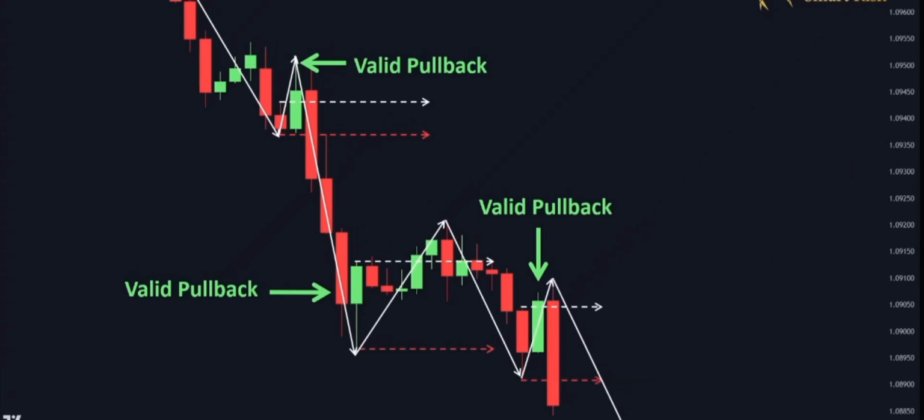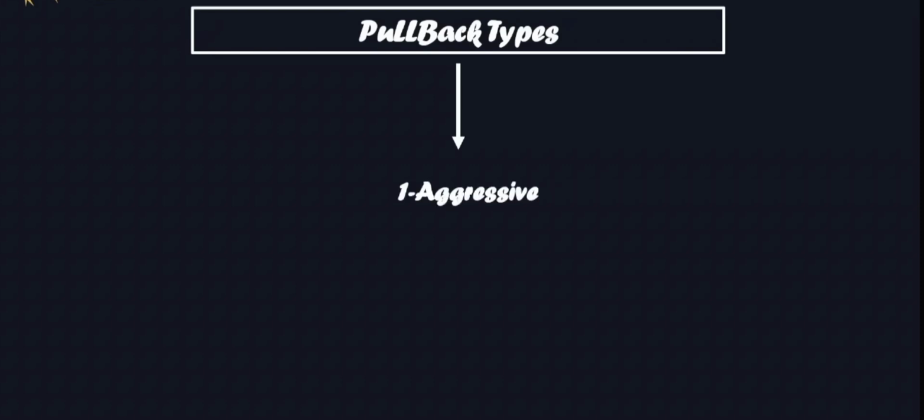Having covered the basic concepts of pullbacks in the first part of this video, we now possess the ability to identify valid pullbacks in the market. In the second part, we will delve into advanced concepts of pullbacks, including various pullback types that traders may encounter in the market, as well as trading strategies associated with pullbacks. Pullbacks can be categorized into 3 distinct models: aggressive, corrective, and sweeping. Now, let's delve into the details of each type of pullback and explore how we can use them to enhance the systematic nature of our trading plan.